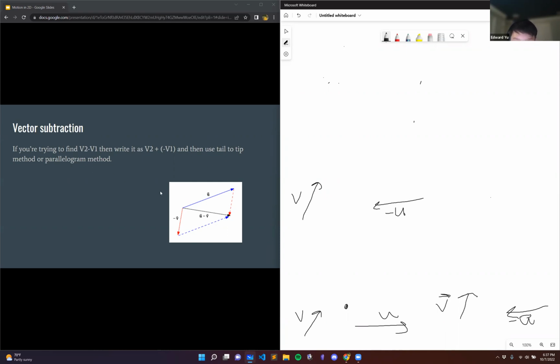If you're trying to use the tail to tip method instead, then you would still do the same. If I have negative u like this, then I would connect this vector to the tail of this vector. So it'd be like this for v. And then this sum would just be from this tail to this head. So that would be v plus minus u, or just v minus u. So those are two ways of doing subtraction as well.